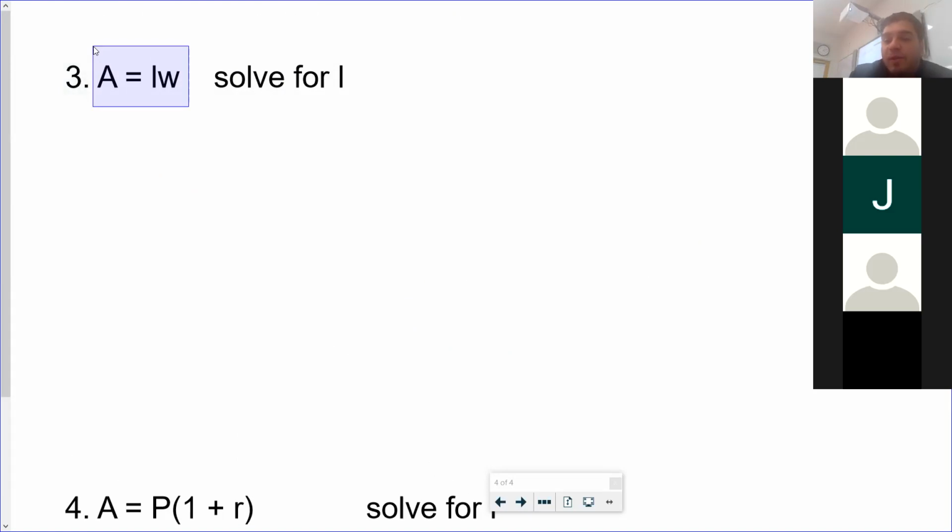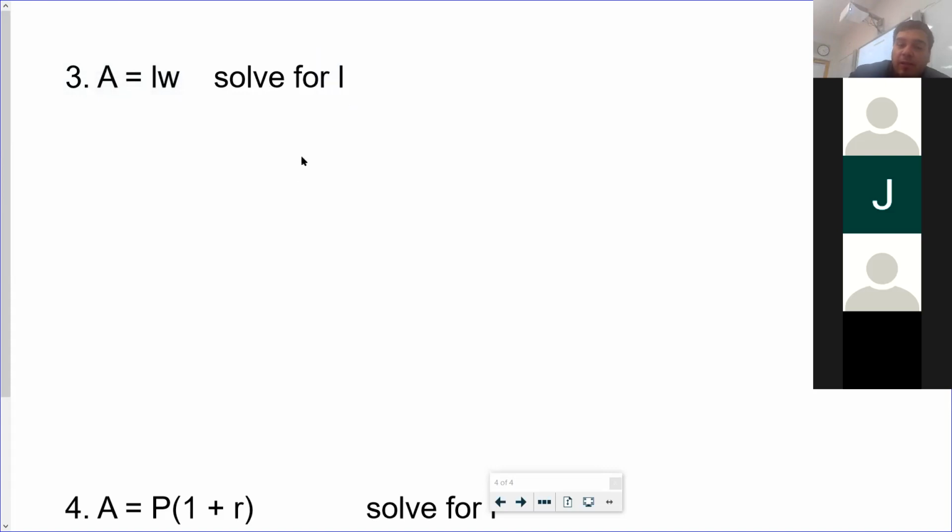Okay, this formula is for the area of a rectangle. The area equals length times width. You don't need to know that. I'm just putting a little side fact there. But anyway, here is your formula.